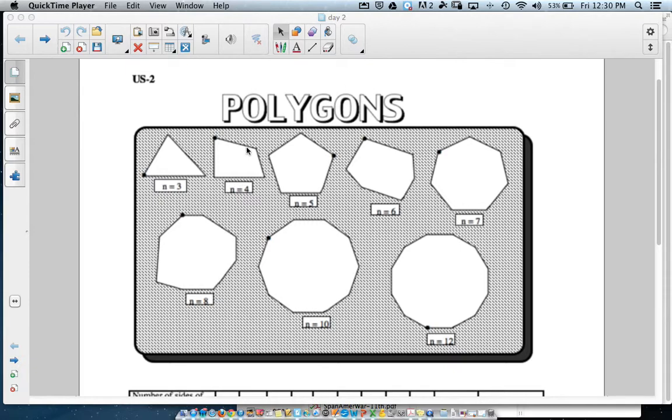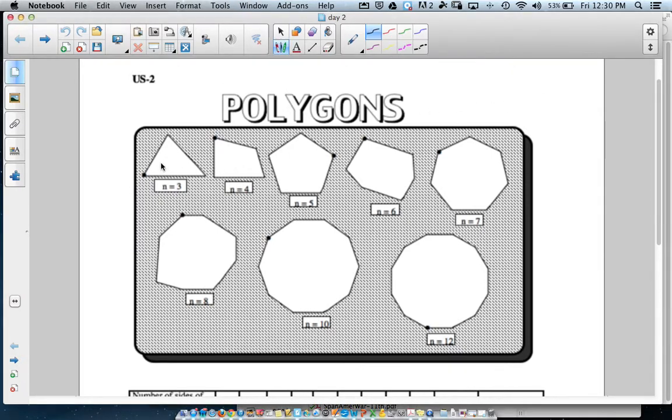Interior angles of a polygon. First off, we need to realize that a triangle is the smallest type of polygon we can have. And we can say the triangle's interior angles sum to 180.